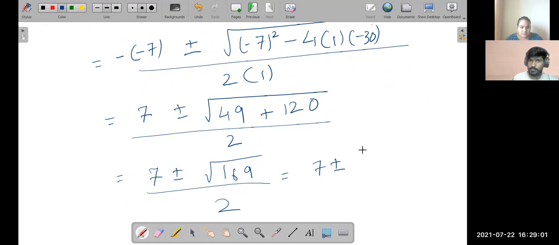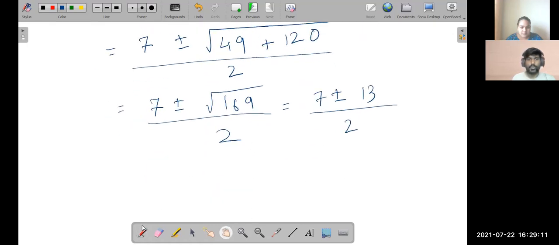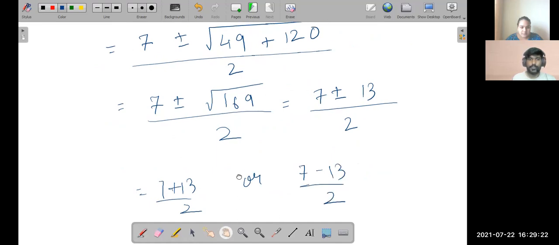Sorry, voice is breaking. Can you repeat? What is the square root of 169? 13. So this becomes 7 plus minus 13 upon 2. So either 7 plus 13 upon 2 or 7 minus 13 upon 2.